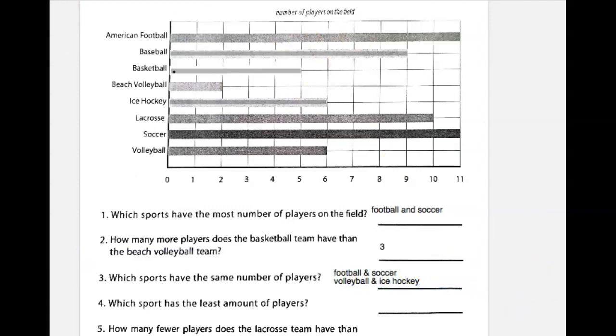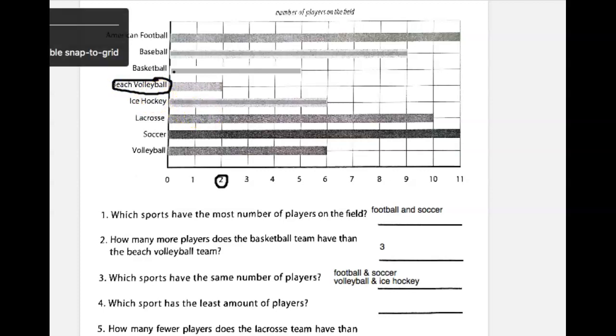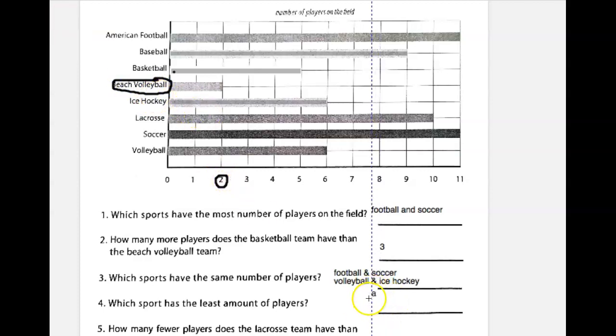So now, which sport has the least amount of players? So you're going to look at your numbers, and once you get to the bar with the lowest, you're going to look up. So right now it's 2, okay? So we see the number 2. You go up, and that is beach volleyball. For this one, you could just circle it, or you could circle or write it. I think circling would be better because that shows that you see that it is the least. So beach volleyball has the least amount of players.